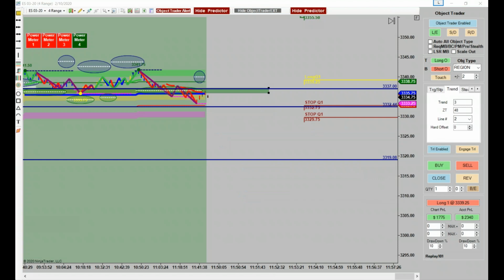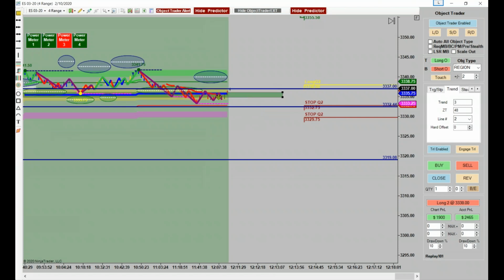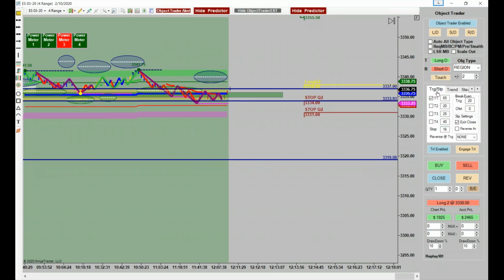Let's see what it did. Just curious. We'll just add one if it breaks that little swing. And if it makes a lower swing, I'll even lower that. See there? There we are. We're in 2. Put our stop just underneath the swing. Exit on close.